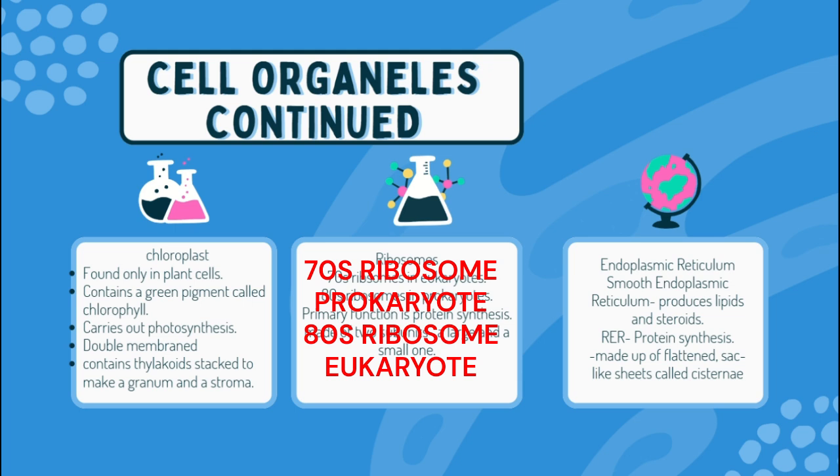It contains a green pigment called chlorophyll. It carries out photosynthesis and it's also double membraned, and it contains some structures called thylakoids, and basically they're like some flat circular structures, right? And when they are stacked, they form a granum, and basically the space within the chloroplast would be our stroma, which would be like the space slash cytoplasm of the chloroplast basically.